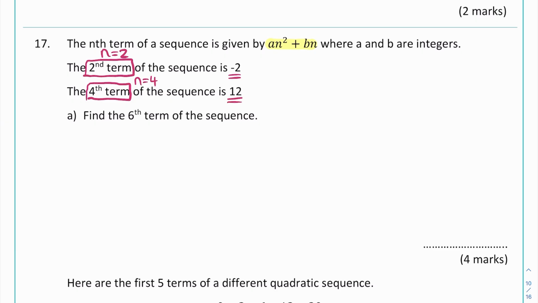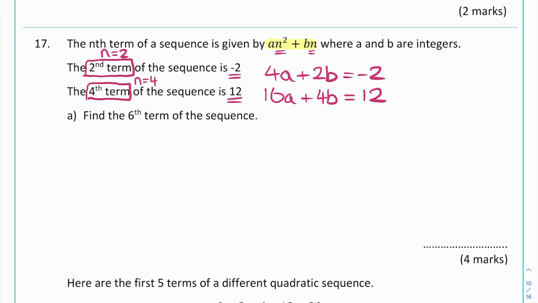So if we put that in, and remember this is n squared, and this has an n, so if we square the value of n, 2 squared is 4, and rather than writing a4, I'll write 4a. So 4a plus, and then n is 2 again. So again, rather than writing b2, I'll write 2b. So 4a plus 2b equals -2. For the next one, 4 squared is 16, so 16a. Plus, again, I put the number first, 4b, and that is equal to 12. And there we go, we have two equations, and we can solve these simultaneously.